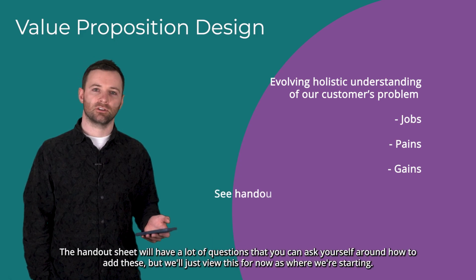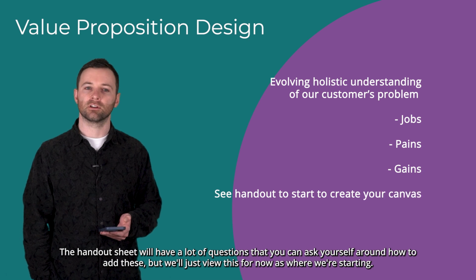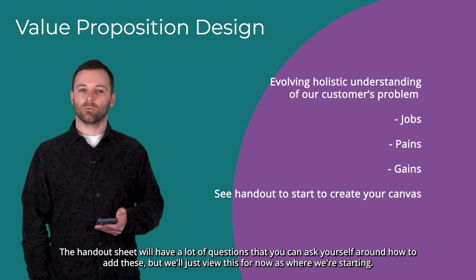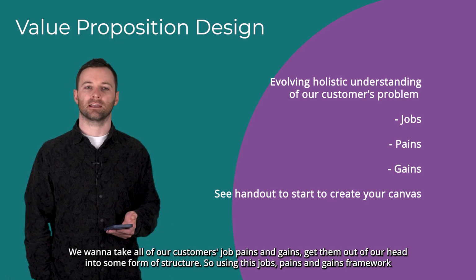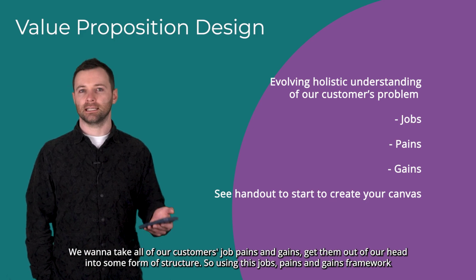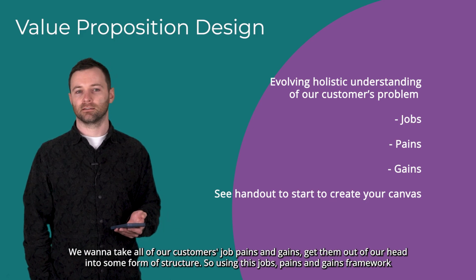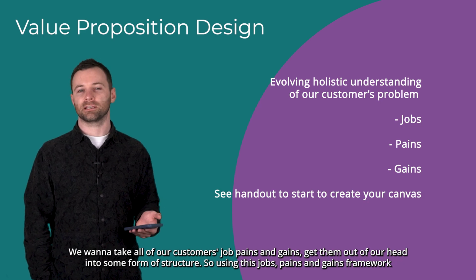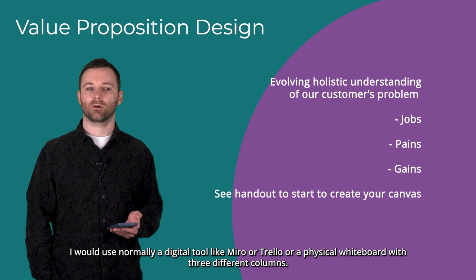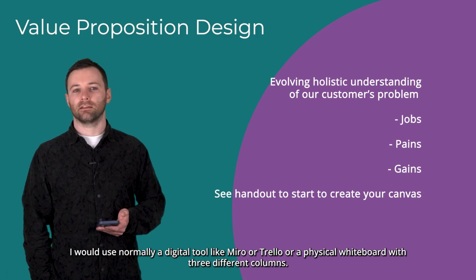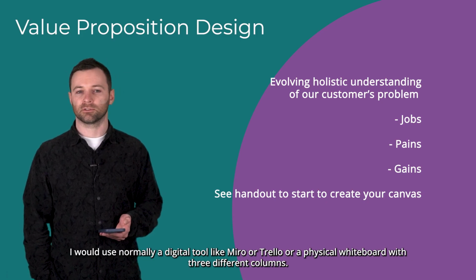Now, the handout sheet will have a lot of questions that you can ask yourself around how to add these, but we'll just view this for now as where we're starting. We want to take all of our customers' jobs, pains, and gains, get them out of our head into some form of structure. So using this jobs, pains, and gains framework, I would normally use a digital tool like Miro or Trello, or a physical whiteboard with 3 different columns.